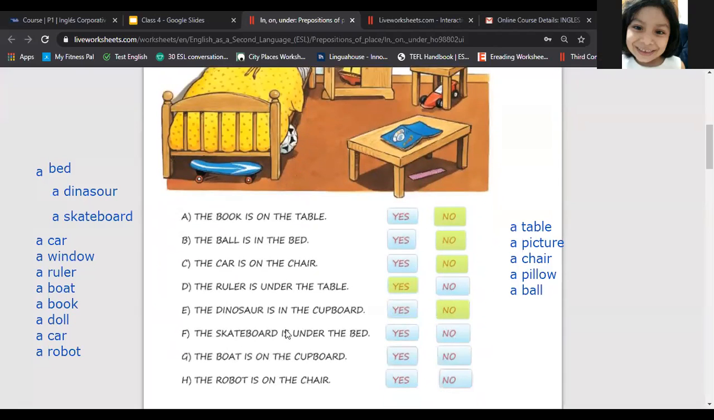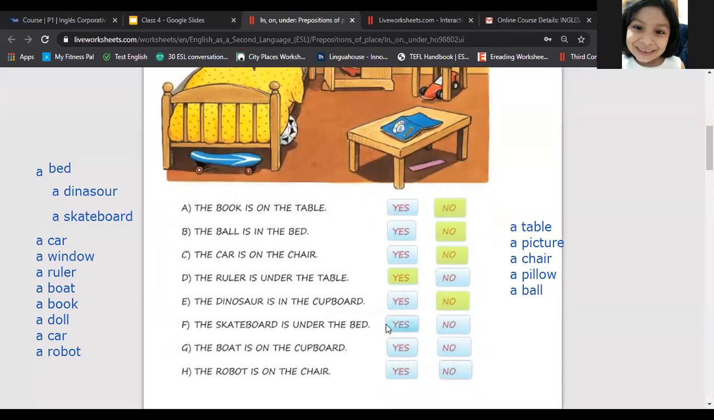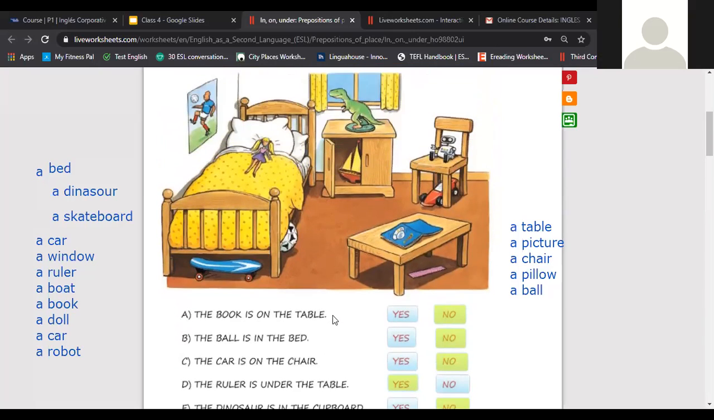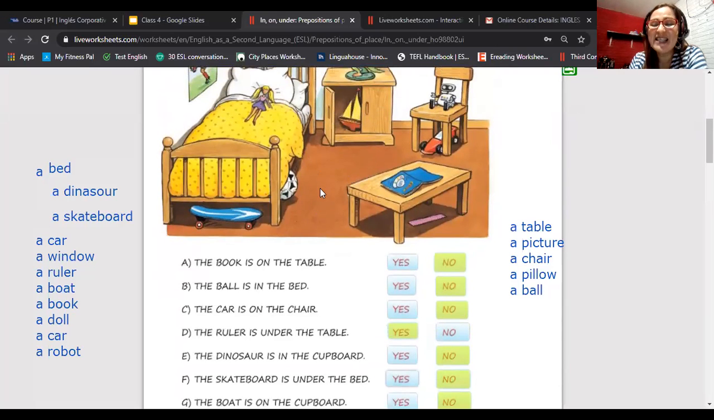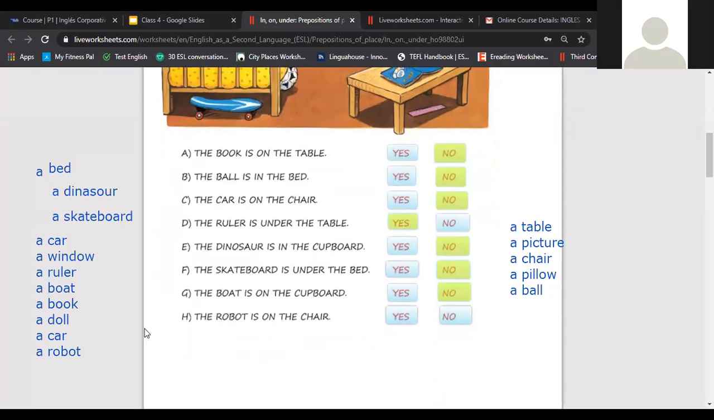Now, the skateboard is under the bed. Yes or no? No, it's not under. It's in front of the bed. In front of. Now, the boat is on the cupboard. No. Where is the boat? In the cupboard. In, right? Okay. The robot is on the chair.